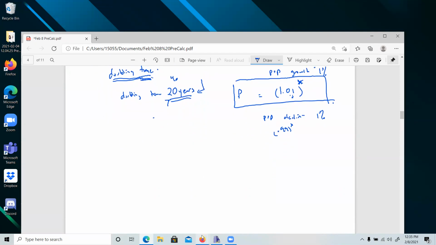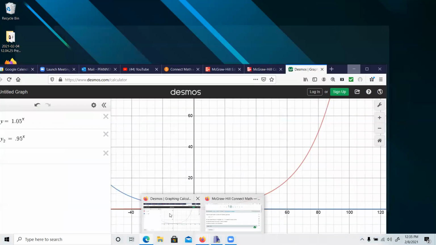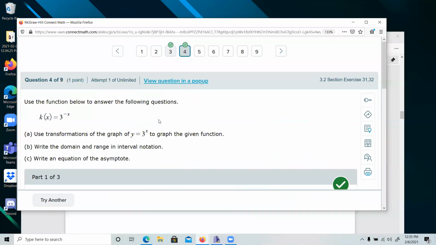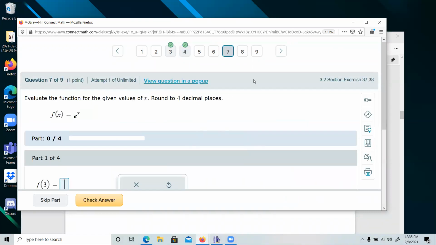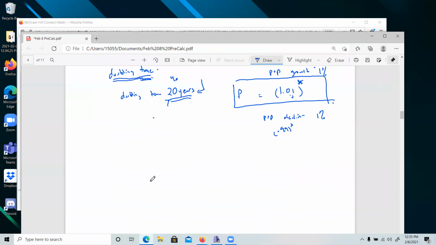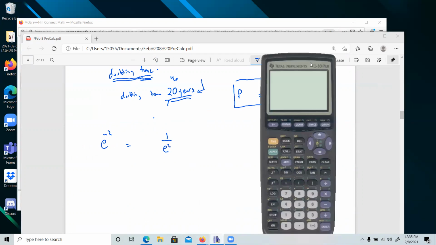Okay. So let's see here. We were talking about e. Very good. So one of the things you might have to do is e to the, and they're just going to give you a number, and say, hey, what's e to the negative 2? Well, that's 1 over e squared. But you don't have to worry about that. Your calculator is going to handle that for you.